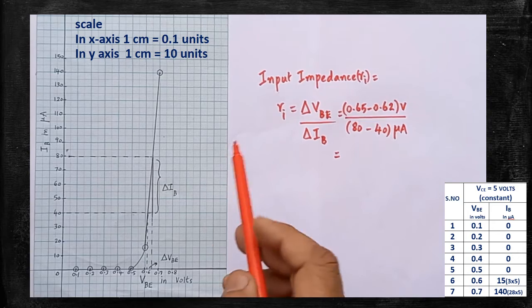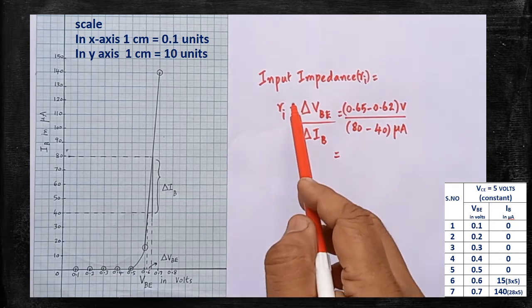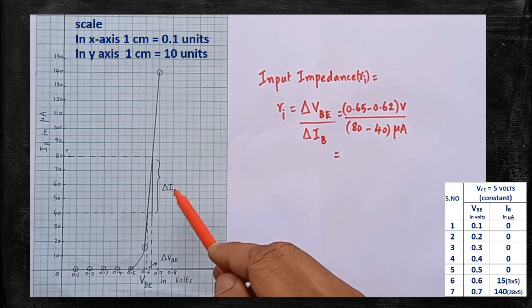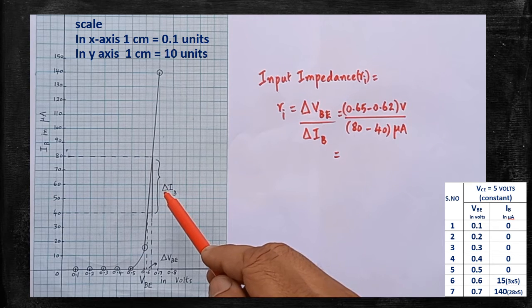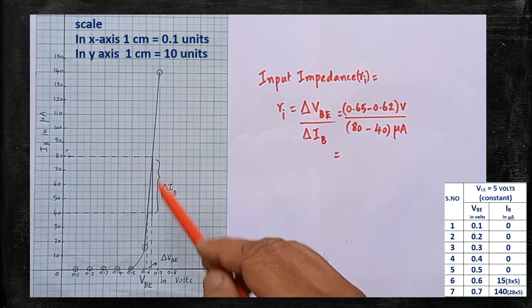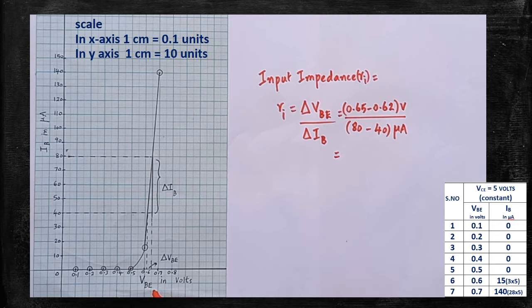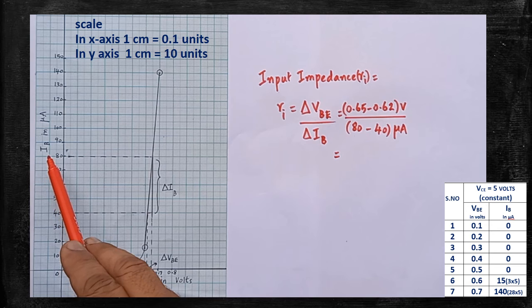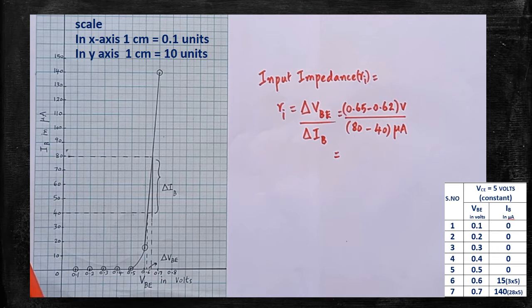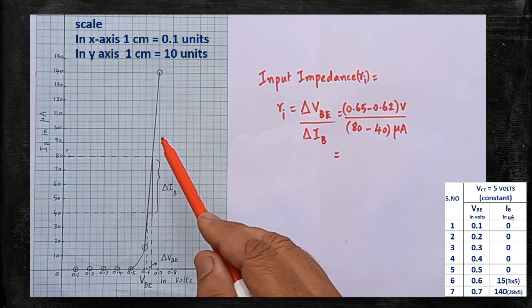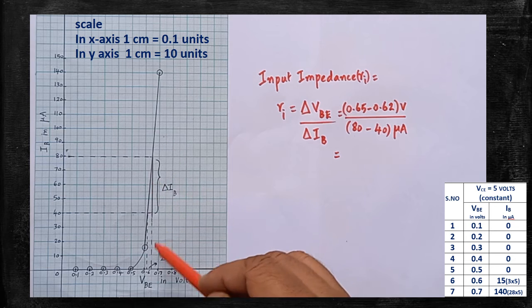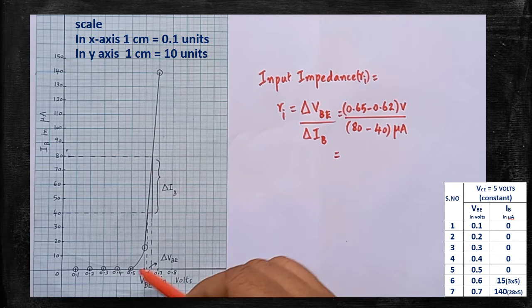Now we are going to calculate the input impedance of the transistor. Already, using the tabulated values, the graph has been drawn. On the x-axis, the VBE values are taken. On the y-axis, the base current IB is taken. Using the tabular column values, all the values are plotted and the graph is drawn. After plotting all the values and connecting the points, you will get a graph like this.